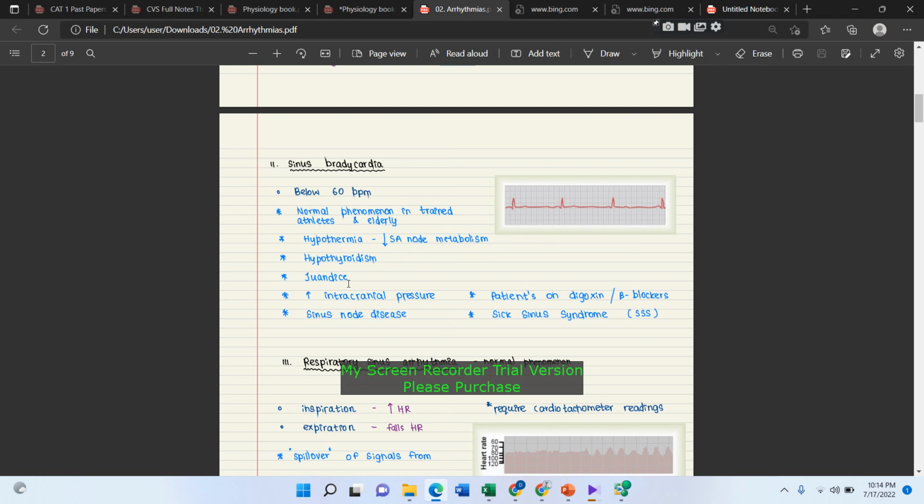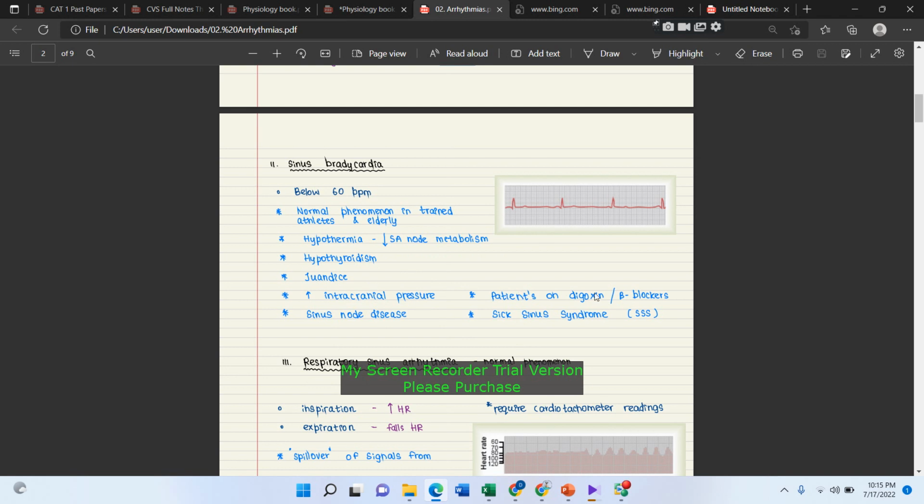In jaundice, bile salts are present. Excess of bile salts affects the SA node activity and reduces its metabolism. So jaundice means an excess of bile salts in our body. Intracranial pressure increasing also affects this condition. So increased intracranial pressure is another reason.